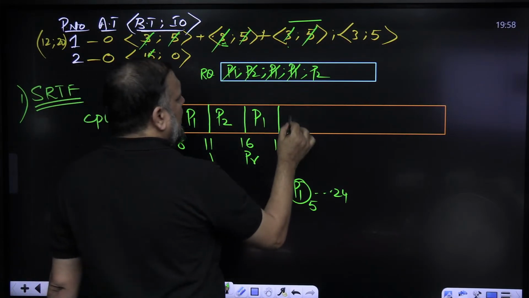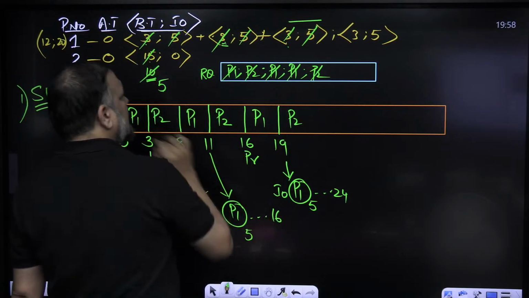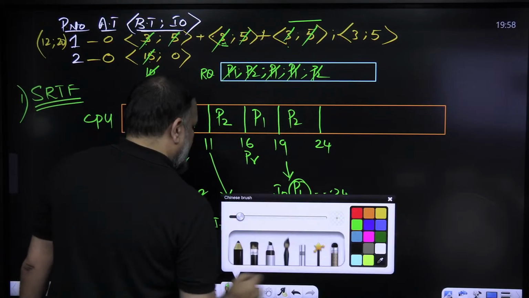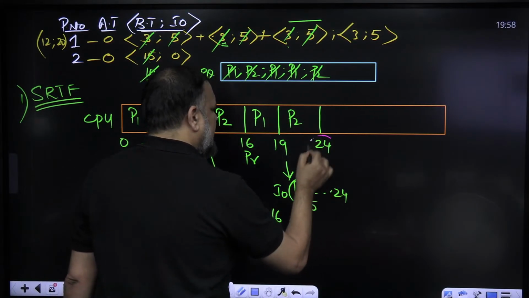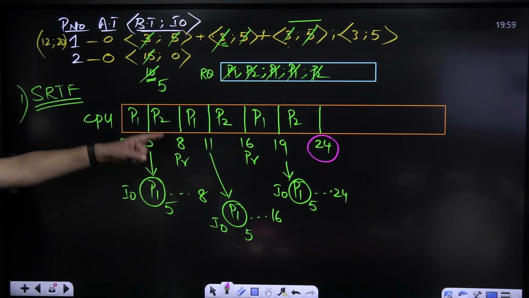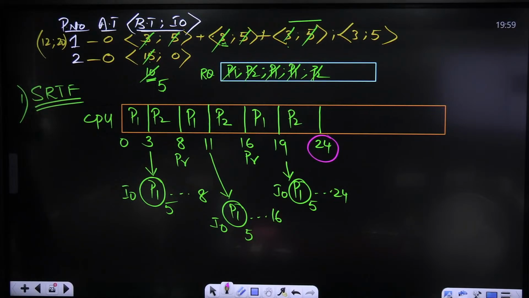Now P2 is going to run. P2's balance is 5. 19 plus 5, 24. At 24 time units P2 has completed its execution. Very good Yuvraj, very good Pawan. P2 has completed at 24. Excellent answer. I'm very happy about it.